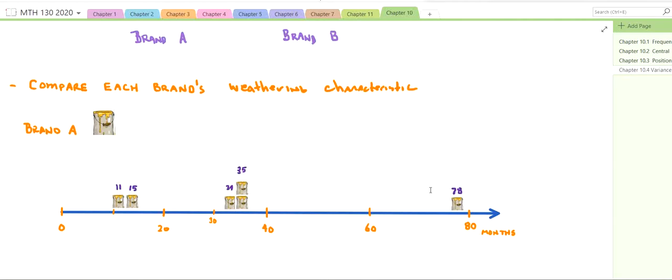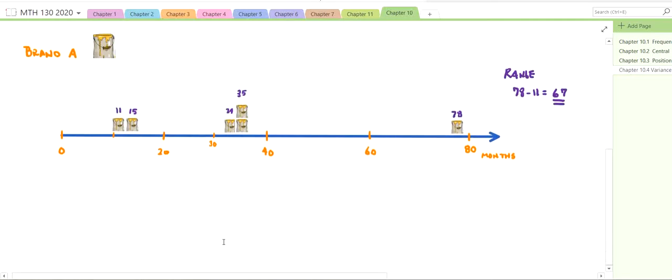But you can see that this information ranges from 11 to 78. So the range here, the range of a data set, is highest to lowest. So 78 minus 11 equals 67 months. So our range is 67 months.